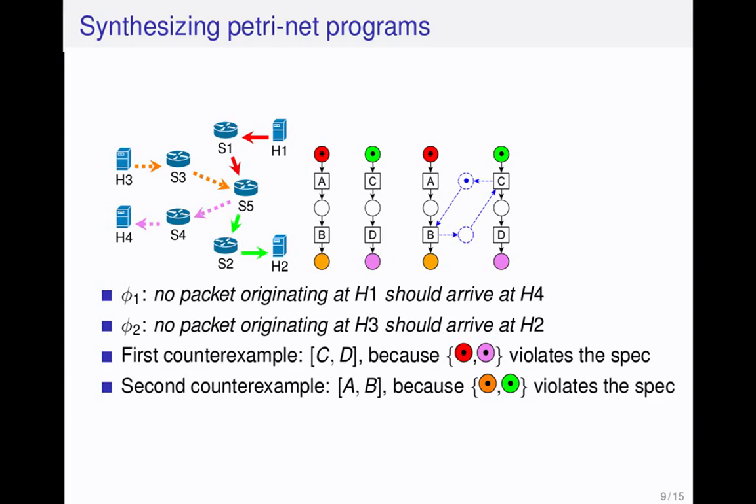So if we fire A and then B, the token on the red node can move down to orange, and that violates the specification in a similar way. And so we give both of those counterexample traces to the synthesizer, and it gives us a synchronization skeleton that avoids both of them. And you can see here, this is a barrier that requires both the red and the green token to move before the other ones can be brought up.